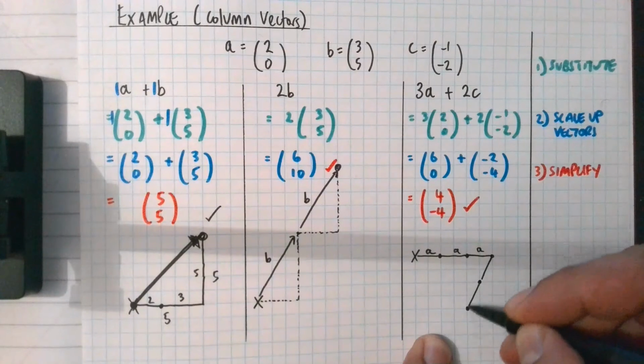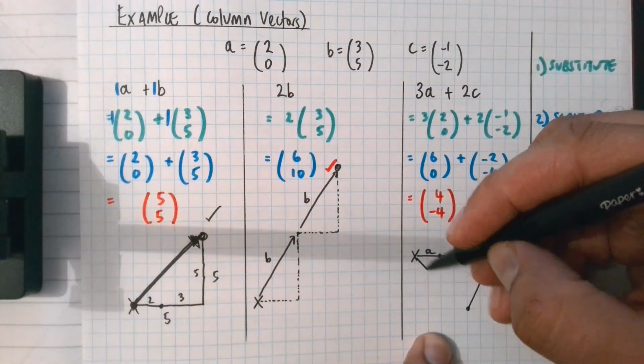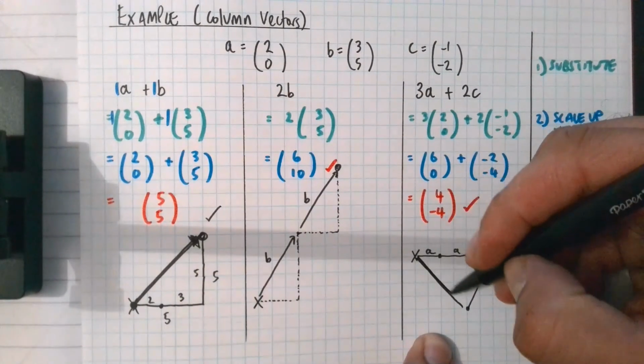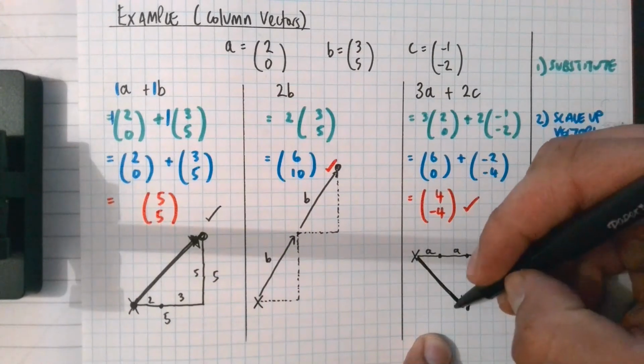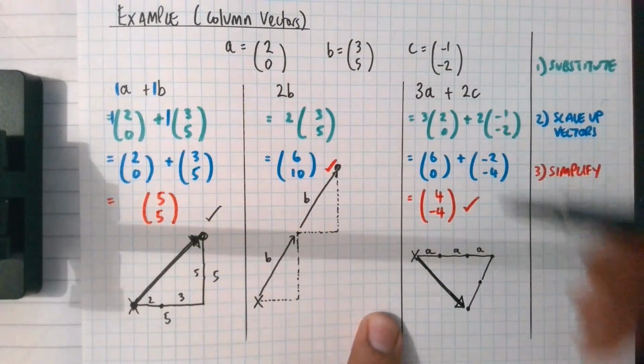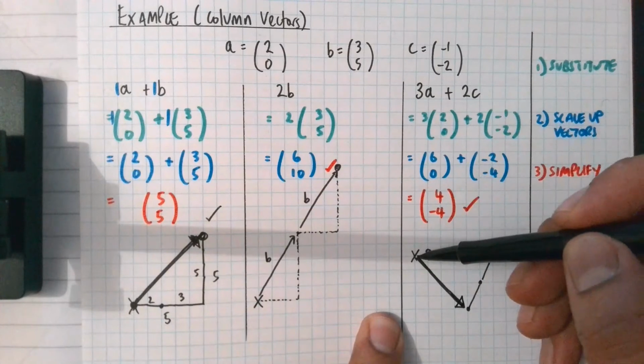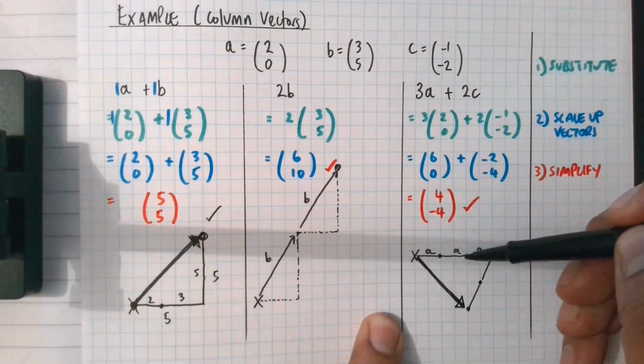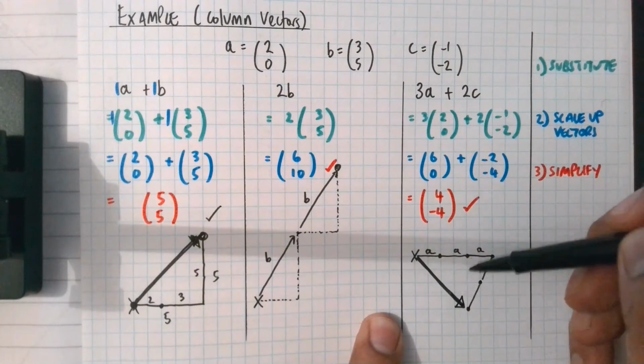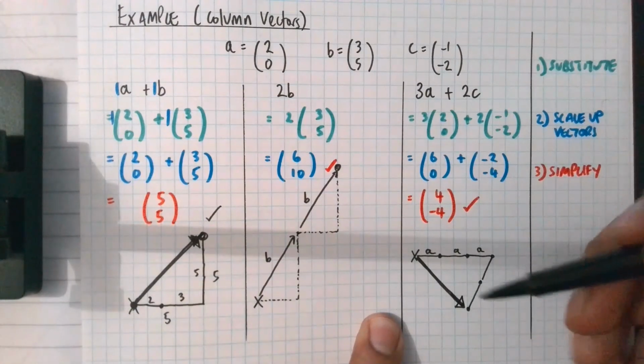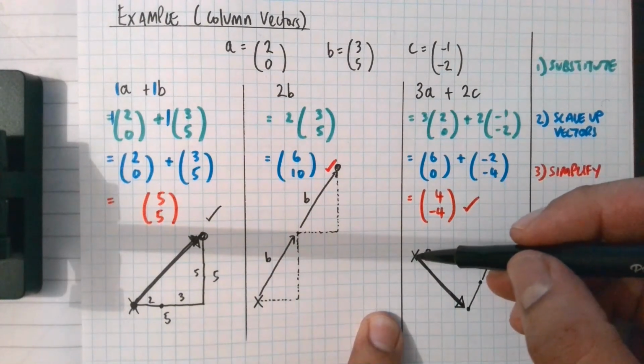Where we finish up, that's the resultant vector that we're interested in. If we join that line from the original x, that vector is what we are interested in. And if we confirm what that vector is, we will see we're going 4 across and then -4 down. So our resultant vector is mathematically correct, and also in diagram form, so it matches up.